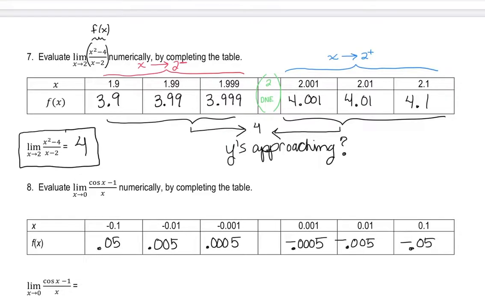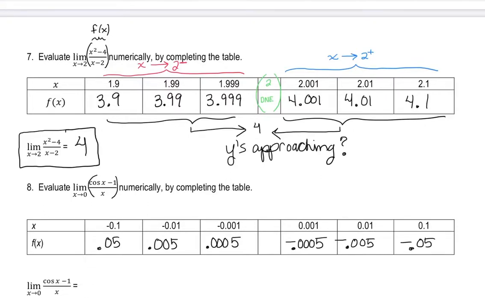All right, so I have another example here. And then again, I'll pop up a calculator so you can hopefully develop an efficient way. There are several ways to sub numbers in, but there's a few efficient ways you should be aware of. On this second one, it is the limit as x approaches 0 of cosine x minus 1 over x. Again, that is our f of x.